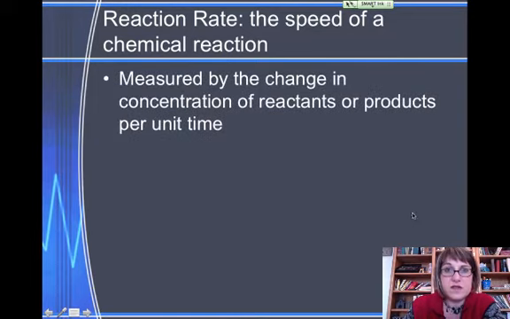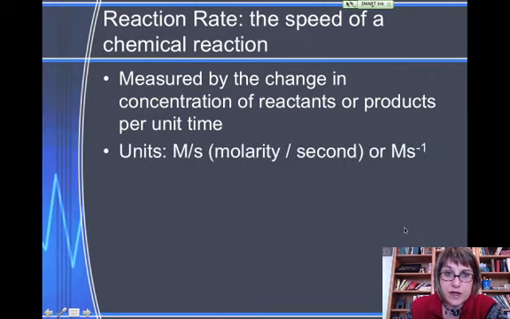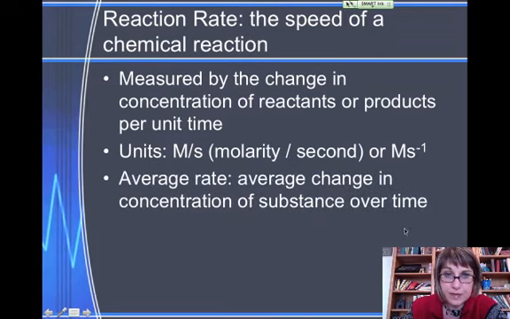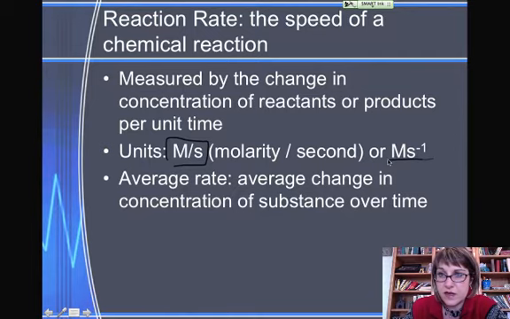So the reaction rate is describing the speed of a chemical reaction, and it's measured by the change in the concentration of reactants or products per unit time, with the units of molarity per second. Sometimes you'll see it written with big M over s, and sometimes you'll see it written with M times s to the -1 power. That's the same thing. They just use that s to the -1 power so that it takes up only 1 line of text instead of 2 lines of text. I guess book publishers like to save space that way.